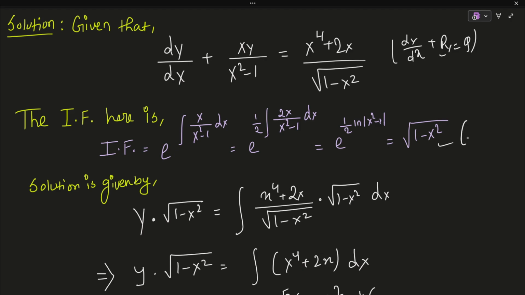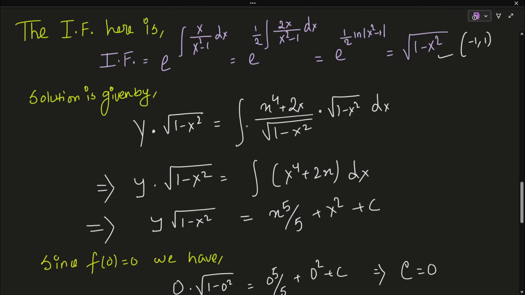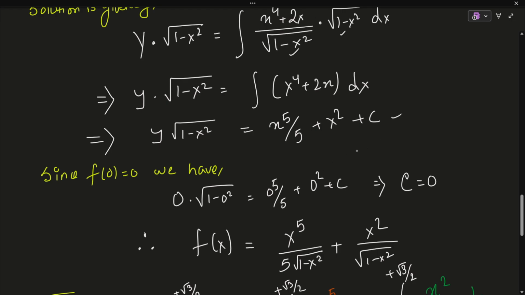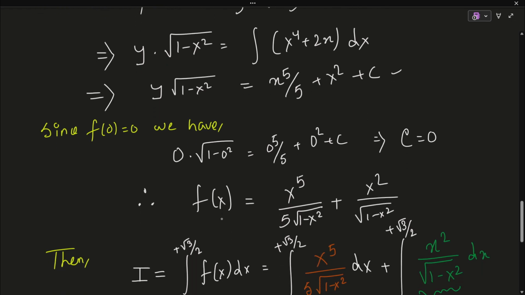We have done this because we know that x is between the limits minus 1 to 1, so x square minus 1 would not make sense. We need a positive value. 1 minus x square is something we need. Again, the solution is given by y into the integrating factor equals the integration of this thing. Now you see the entire thing basically cancels off. Solve this to get this part. Now, again, since f of 0 is 0, you simply get c equals 0 and your function becomes this.